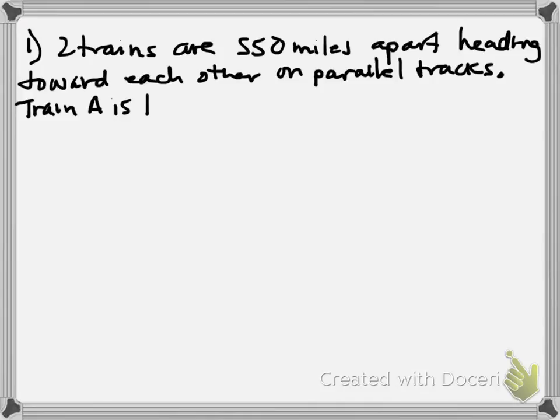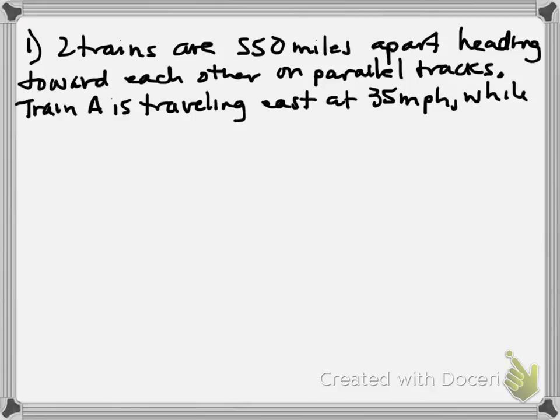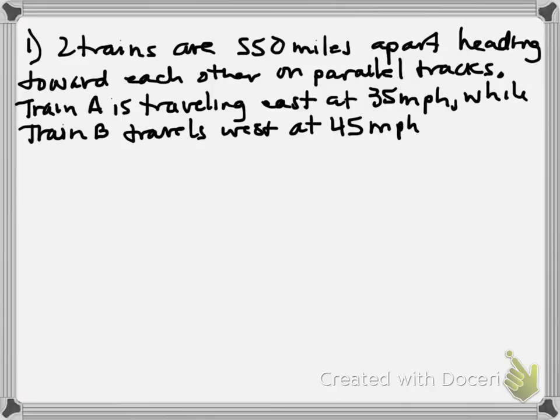Train A is traveling east at 35 miles per hour, while train B travels west at 45 miles per hour. When will the trains pass each other?